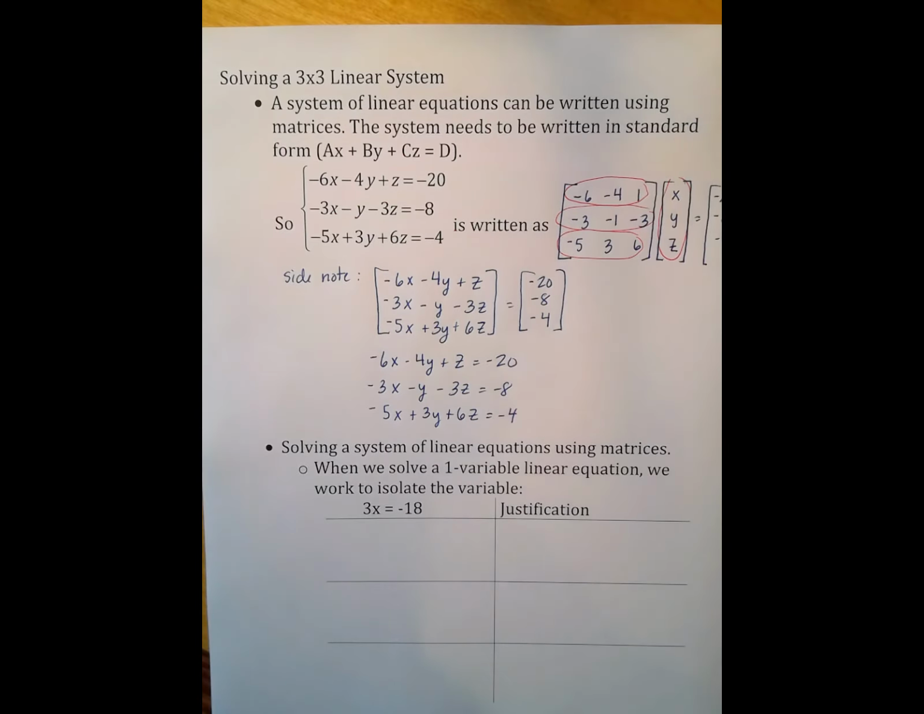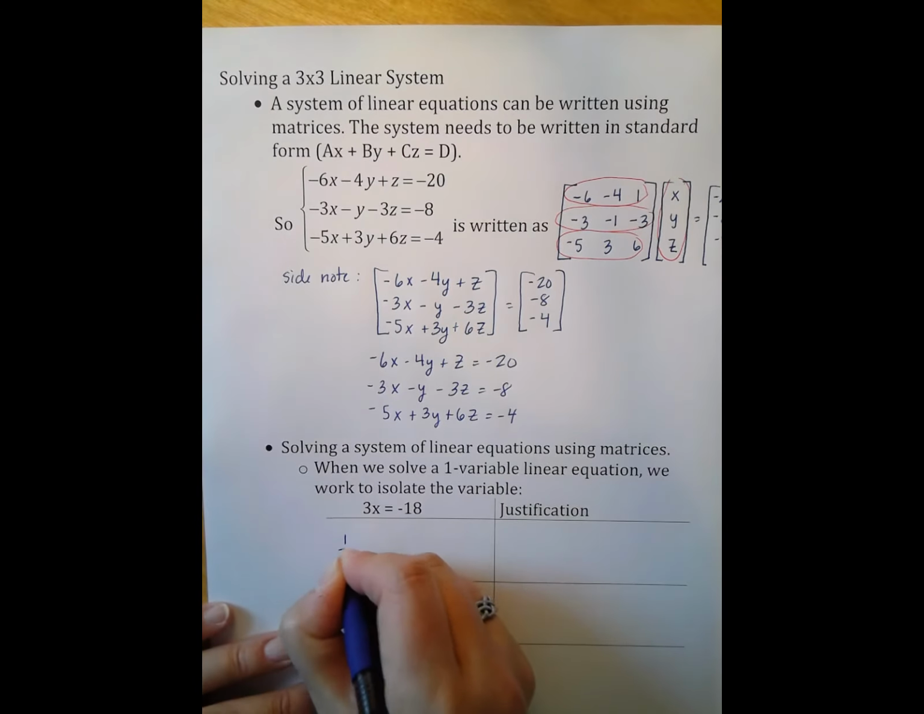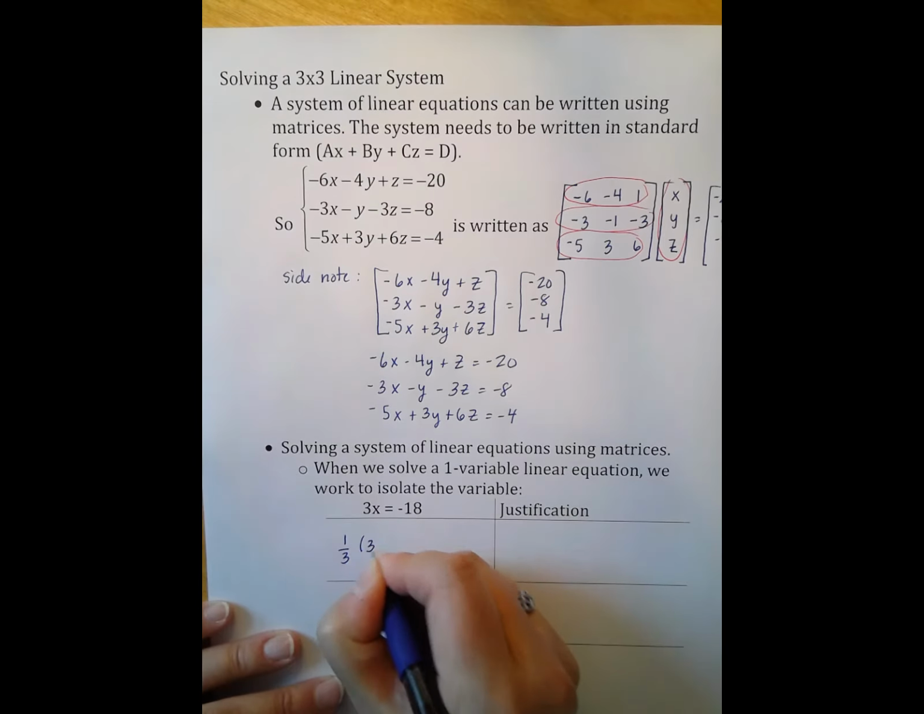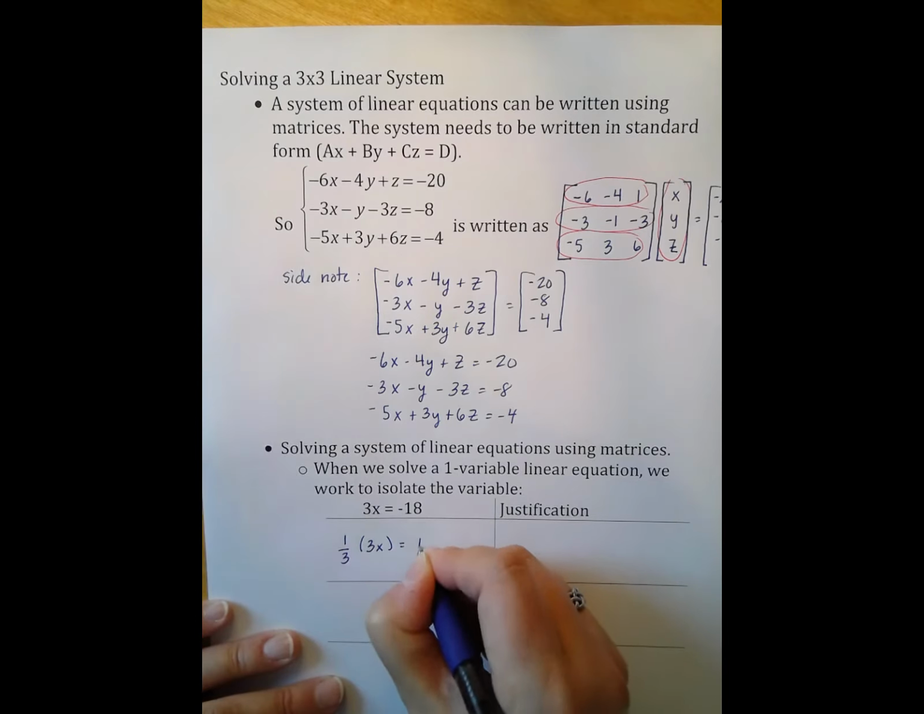So I want to look at an example with some justification that doesn't involve matrices. So I have an equation here, 3x equals -18, and I want to solve it and fill in the justifications. But I'm going to be really, really specific about the justifications. So the first thing I'm going to do is multiply both sides by 1/3.